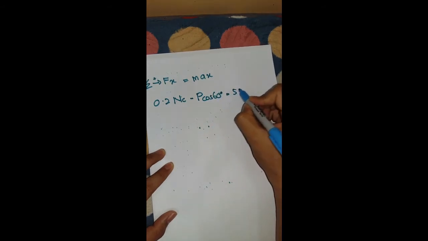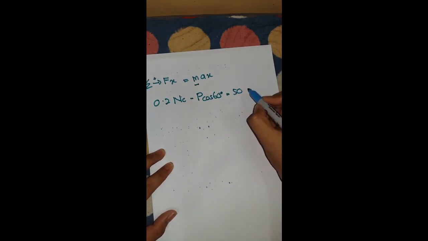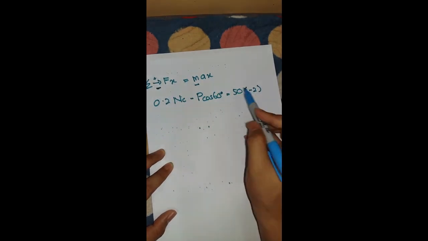equal to 50, which is the mass. 50 is the mass of the block, times by -2. -2 because the acceleration is in this direction, so the opposite direction is negative.